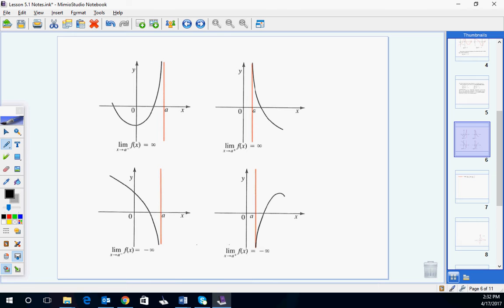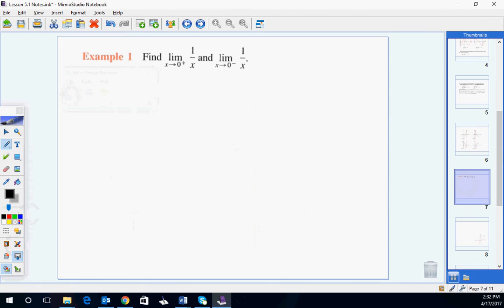All right, let's get to some examples here. I can pause it if you want to make the sketches here. Continue here. Let's get to the example. All right, so example 1. Find the limit, just the limit, as x goes to 0 from the right and x goes to 0 from the left.